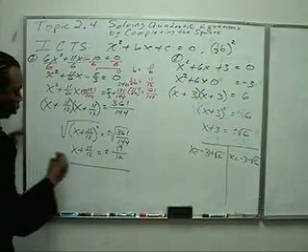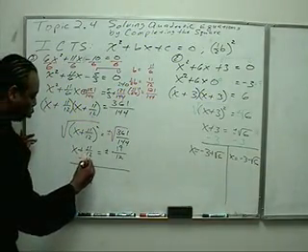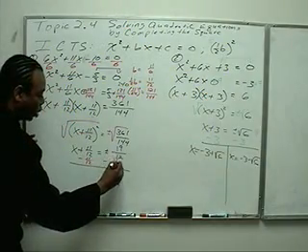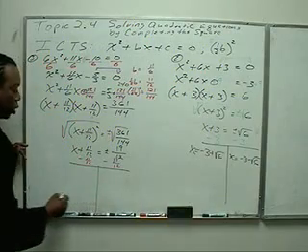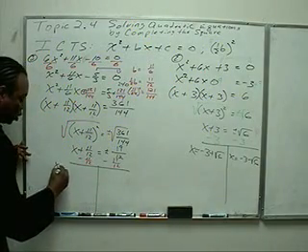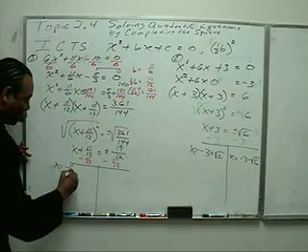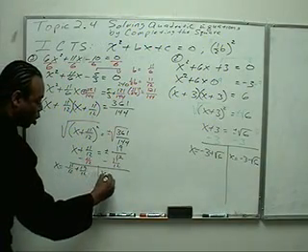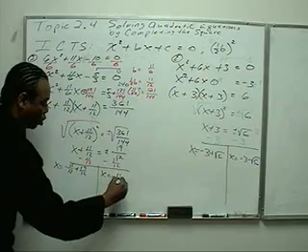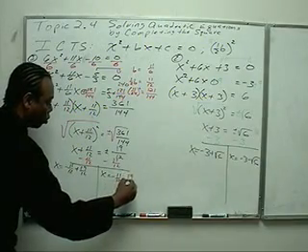And then from here I'm going to subtract 11 over 12 from both sides. This will give me two results. X will equal negative 11 over 12 plus 19 over 12. And x will equal negative 11 over 12 minus 19 over 12.